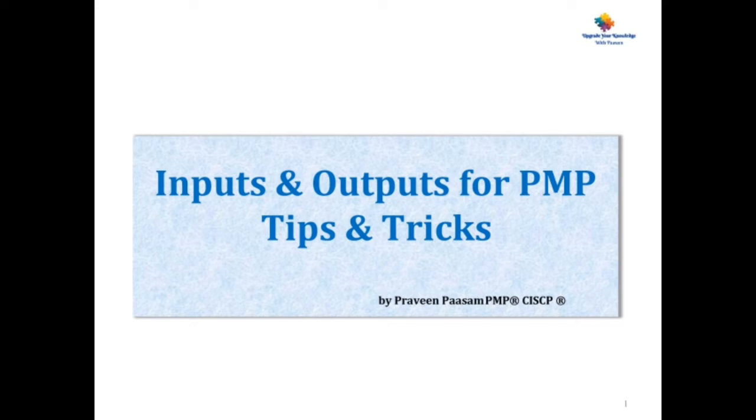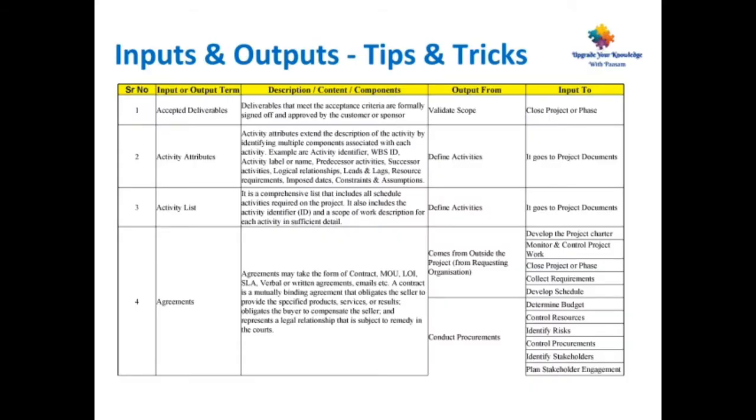Coming to slide number 1, accepted deliverables. Deliverables that meet the acceptance criteria are formally signed off and approved by the customer or sponsor. This is the output from validate scope and it goes as input to close project or phase.